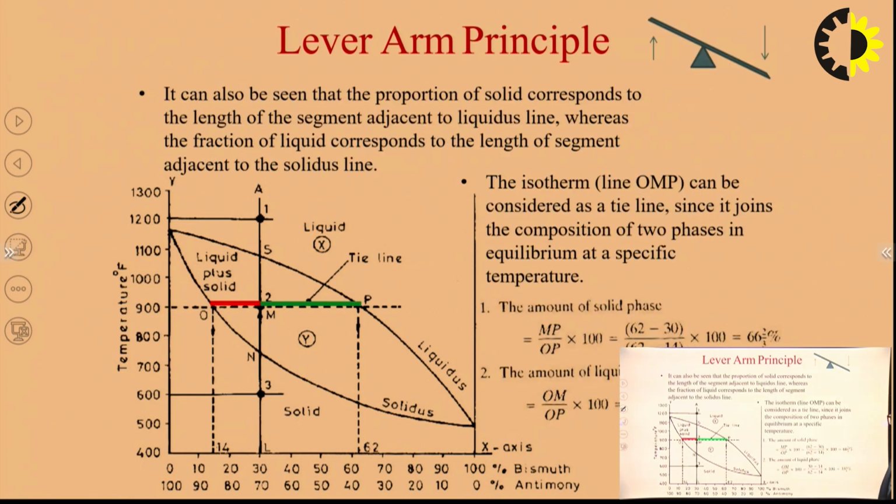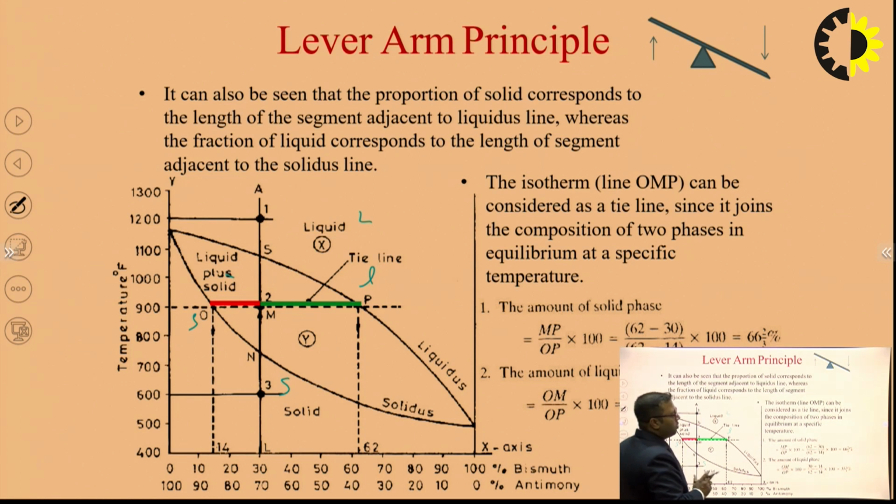You can see here how this lever arm principle works. It can also be seen that the proportion of the solid corresponds to the length of the segment adjacent to the liquidus line, whereas the fraction of the liquid corresponds to the length of the segment adjacent to the solidus line. So you can say here liquid plus solid, both regions exist, whereas here liquid exists and here solid exists. This isotherm line OMP can be considered as the tie line, since it joins the compositions of two phases, one the solid phase and the other the liquid phase.